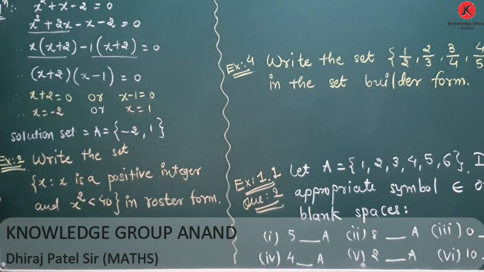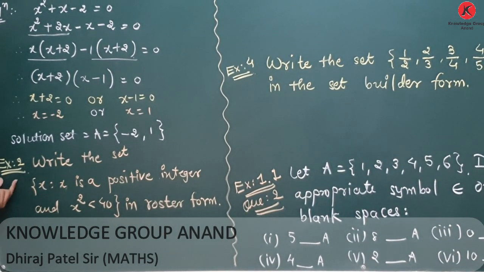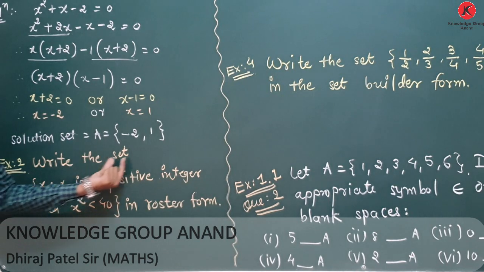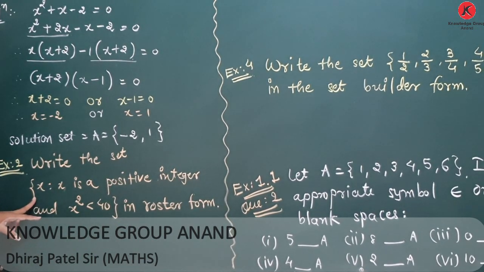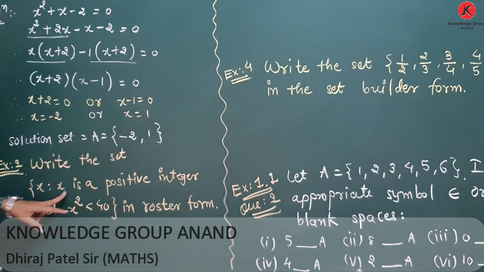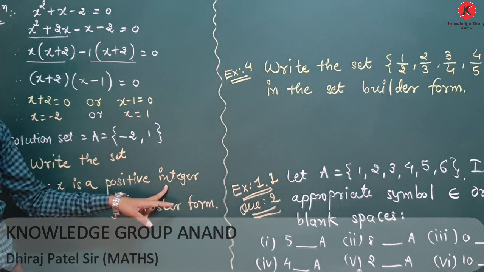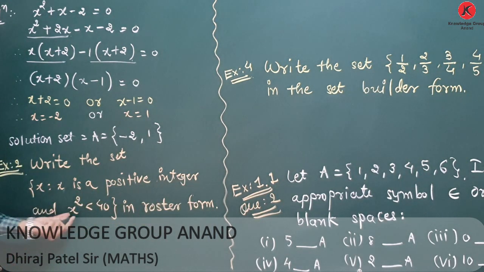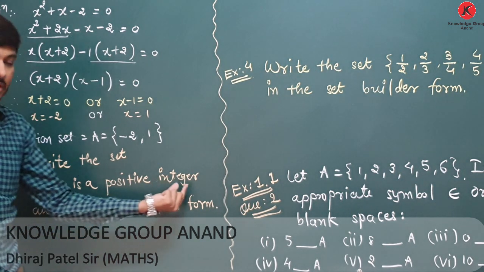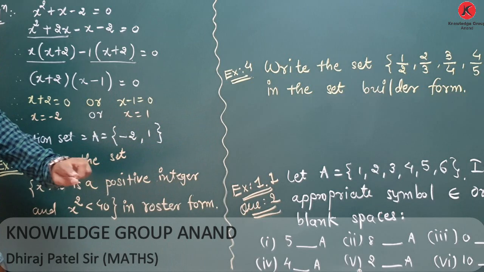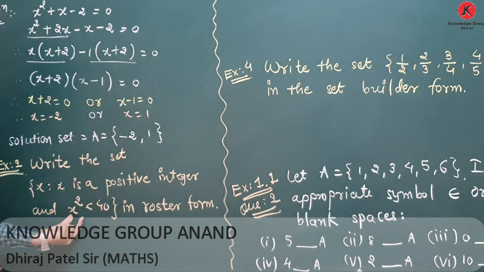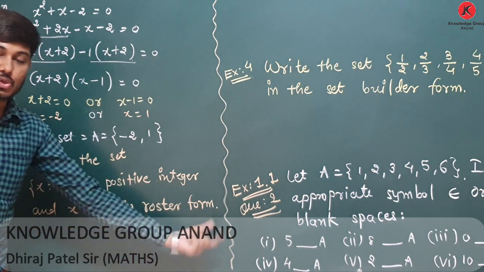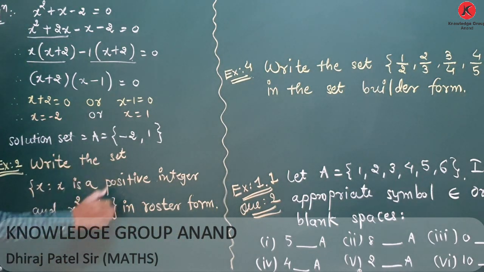Now going for example number 2. Now what is example number 2? Write the set of x such that x is a positive integer and x square is less than 40. x is a positive integer and there is a second condition, which is x square less than 40, in roster form. We have to write this set in roster form.